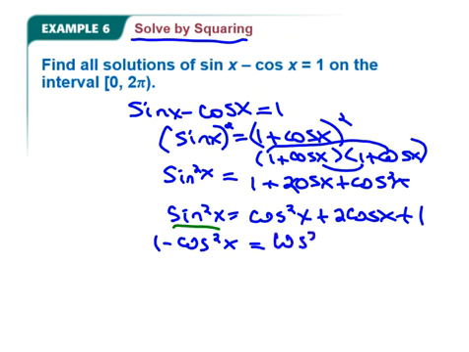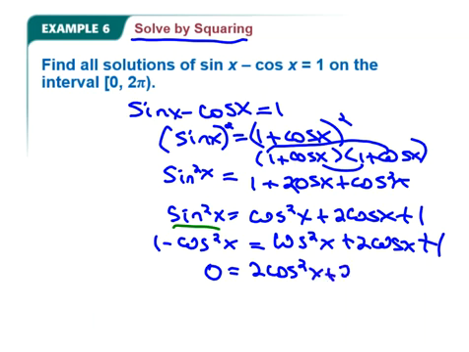1 minus cosine squared x. Very good, you guys. You're so smart. So, cosine squared x plus 2 cosine x plus 1. Now, I have to treat this like a quadratic again, so I'm going to add cosine squared x, and I'm going to subtract 1, so that I can set this equal to 0. So by adding cosine squared x, I now have a 2 cosine squared x. I still have a 2 cosine x. And by subtracting 1, I have 0, so I don't have to write anything else.